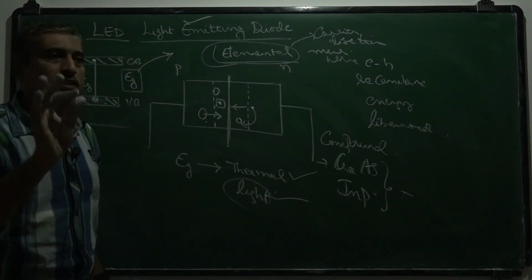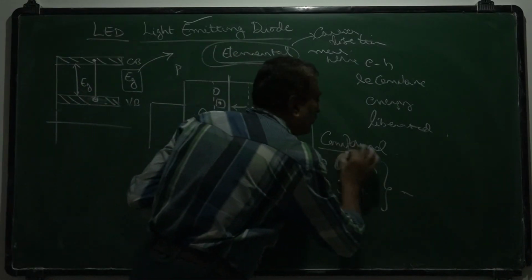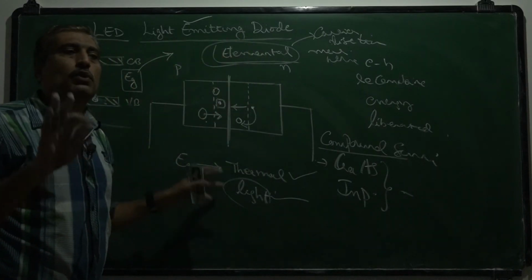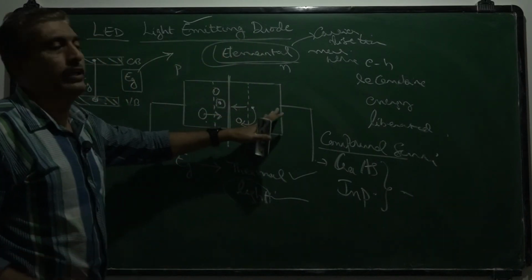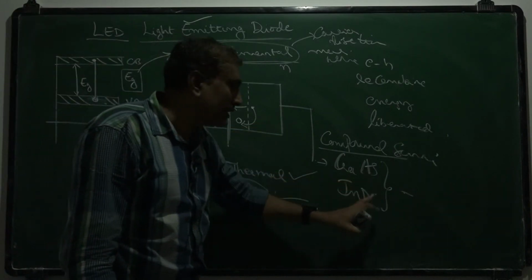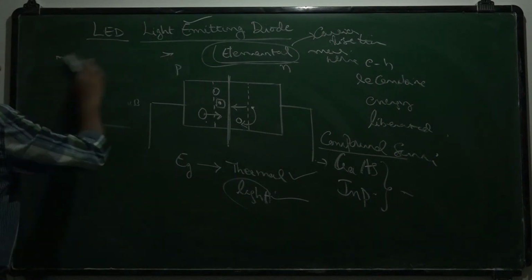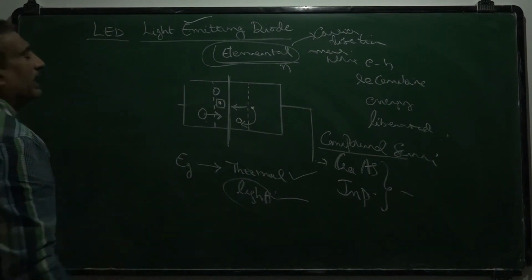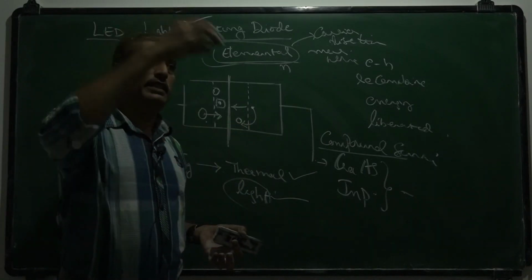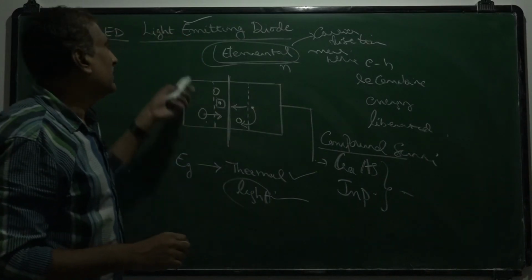That's why for an LED we have to use compound semiconductors. Compound semiconductors, which are gallium arsenide and indium phosphide, are used in the manufacturing of LEDs. So this is the LED. That means when an electron and hole recombine, the excess energy of the electron is given out in the form of light, and that is a light emitting diode.